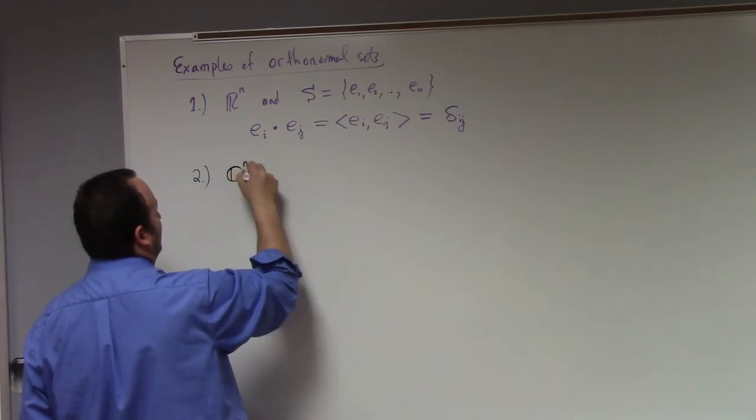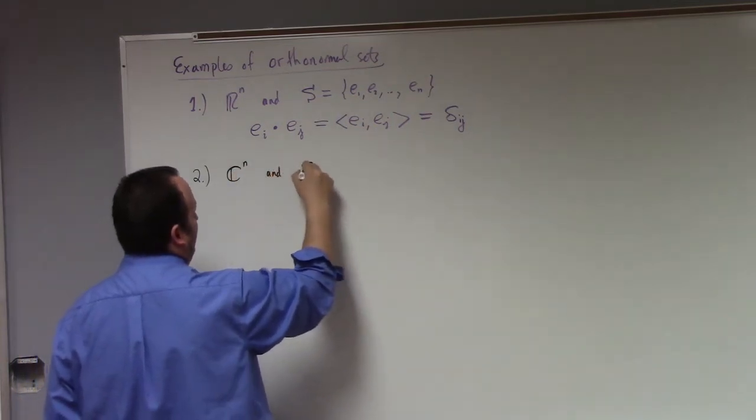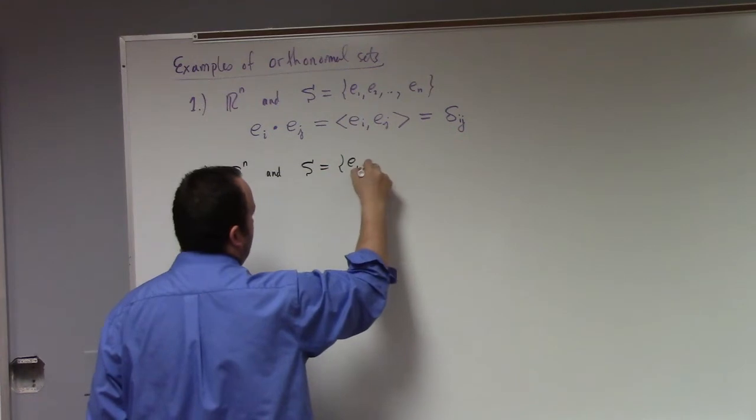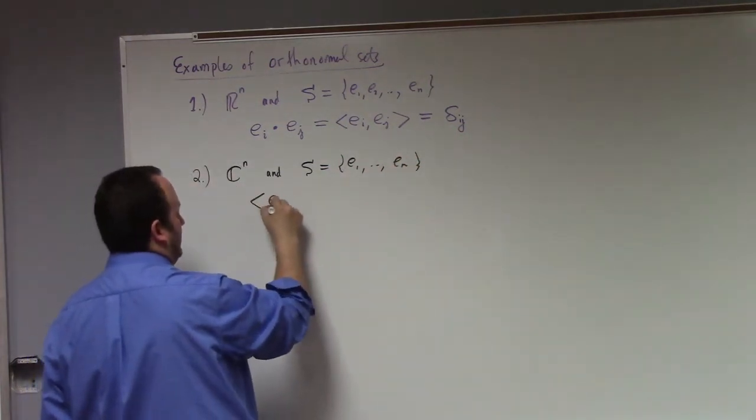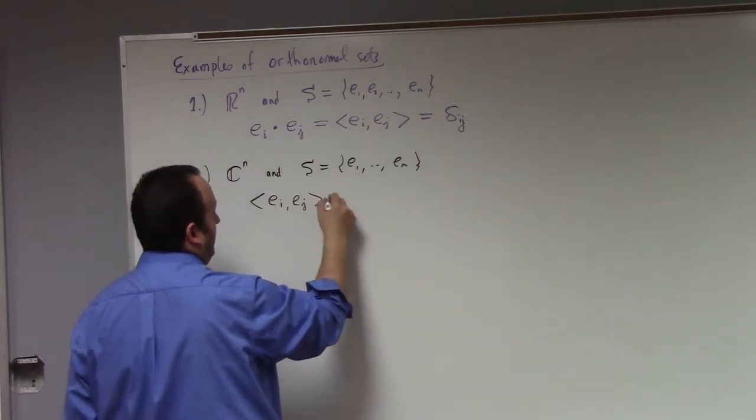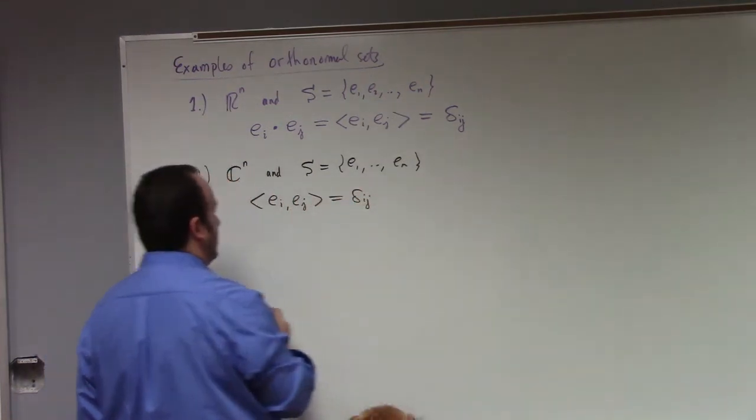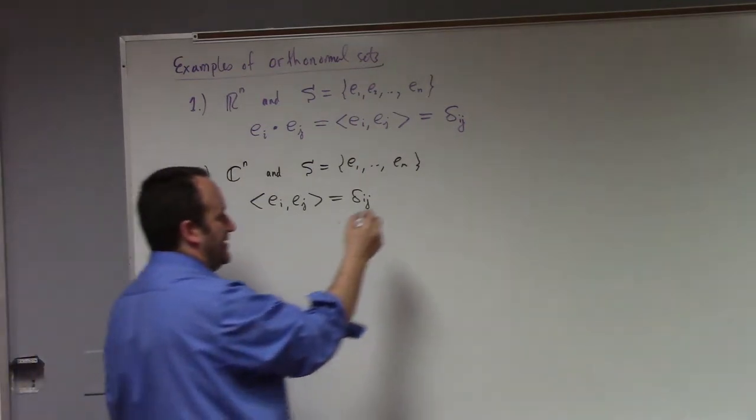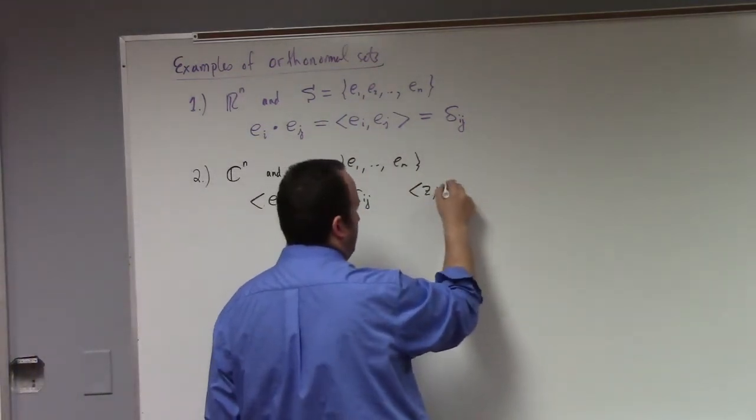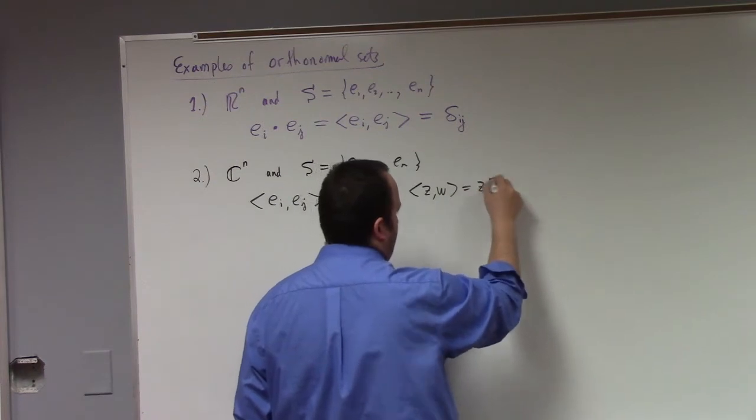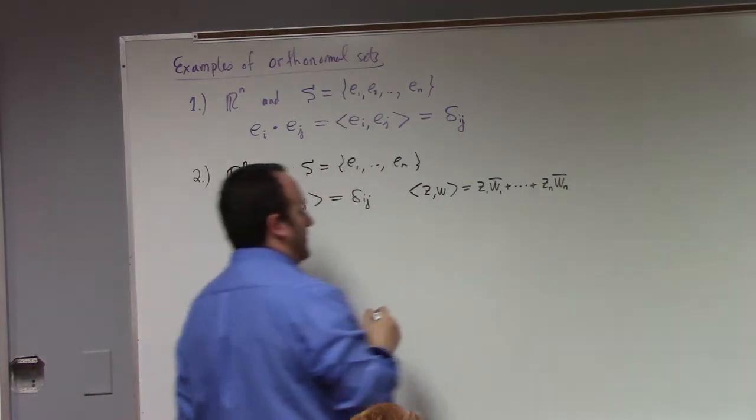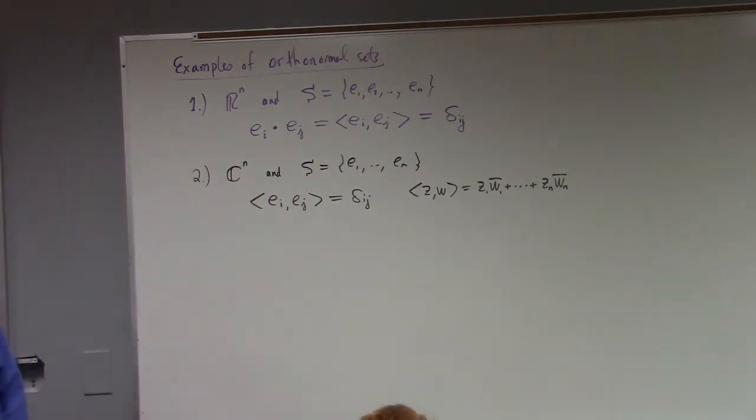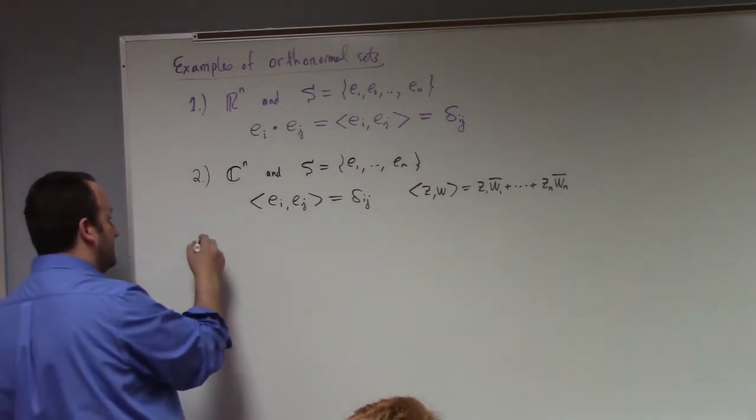With that logic, then what about Cn, and again, S equal to the standard basis? So in this case, ei, ej, again, is the Kronecker delta ij. But remember, more generally we had the inner product of z and w as z1 w1 conjugate through zn wn conjugate. So it's not the same example as the previous one, it just kind of looks like it. Again, orthonormal with respect to this complex inner product.